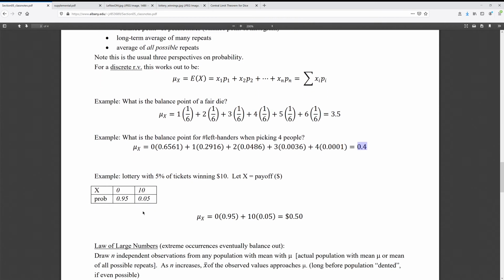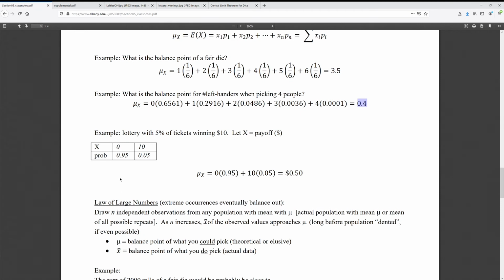Let's take a practical example. Suppose you've got a lottery. And suppose that 5% of the tickets win you $10, and the rest win you absolutely nothing. And for our purposes, there are millions of lottery tickets out there, far more, orders of magnitude more, than you and I could ever pick. We could pick a lot of lottery tickets, 1,000, 2,000, 4,000, 6,000, but we're never going to make a dent in the lottery tickets that are out there. Millions and millions and millions. Okay? That's important.